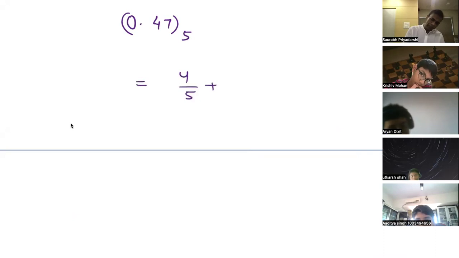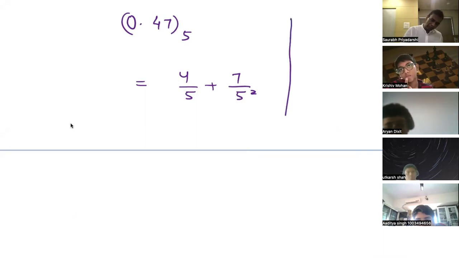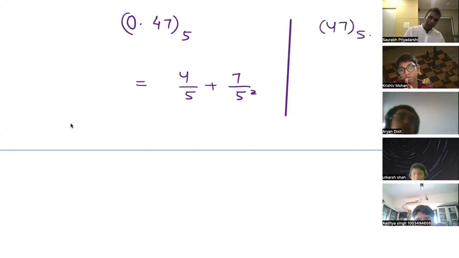But in all these numbers, I have not used any decimal or fraction anywhere, only integer numbers were given. But if it is given 0.47 with a base of 5, I hope you all know what we can write: 4 by 5 plus 7 by 5 square. But if I'm writing the number 47 only, this 47 with base 5 is 7 into 5 to the power 0 plus 4 into 5 to the power 1. We already know that.